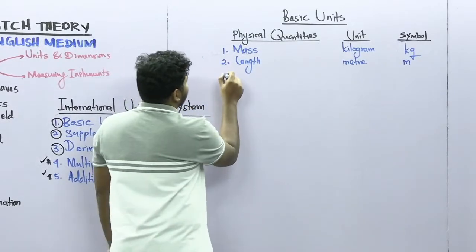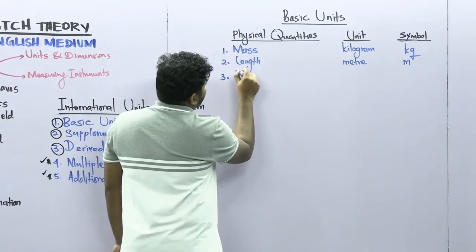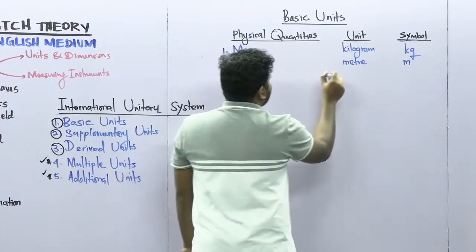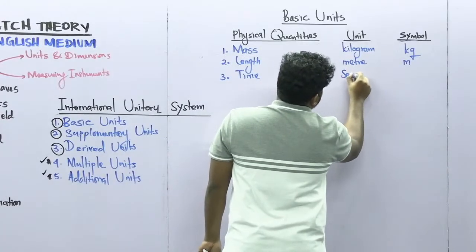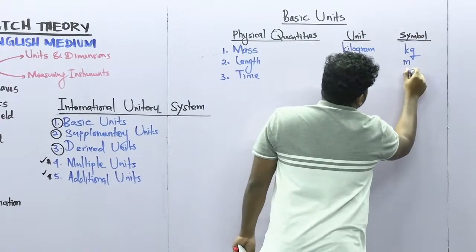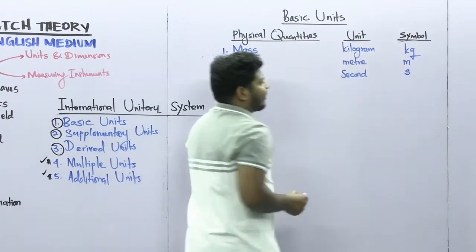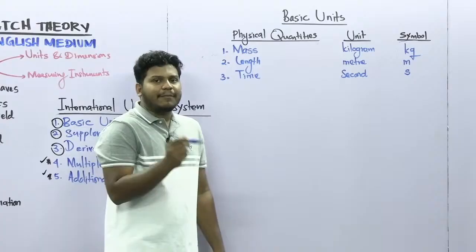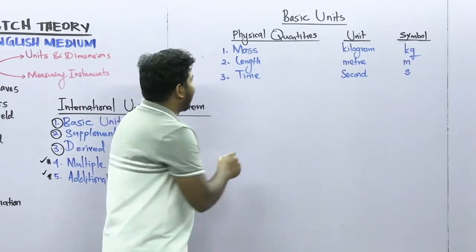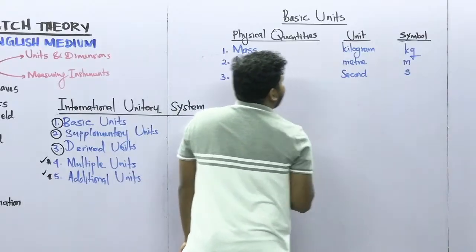The third one is time. What is the unit for the time here? The unit for time is second. The symbol for the second here is small s. Why am I mentioning capital and small? There is an important thing there. That's why. It is time, second, small s.